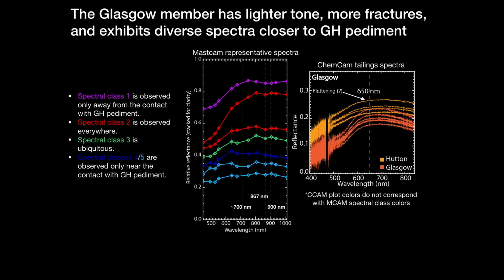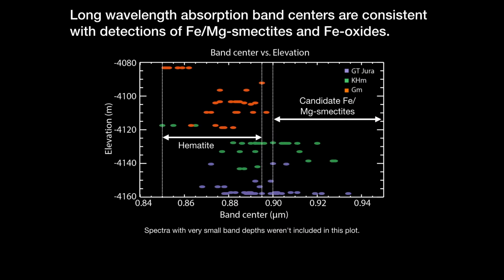We used a linear fit on Mastcam spectra in the longer wavelength ranges to get more specific band center values, showing band center on the x-axis ranging from 850 nanometers to 950 nanometers versus elevation on the y-axis and color-coded with the different units. And you can see where different spectra are observed within both the hematite band center range and the iron magnesium smectite range.